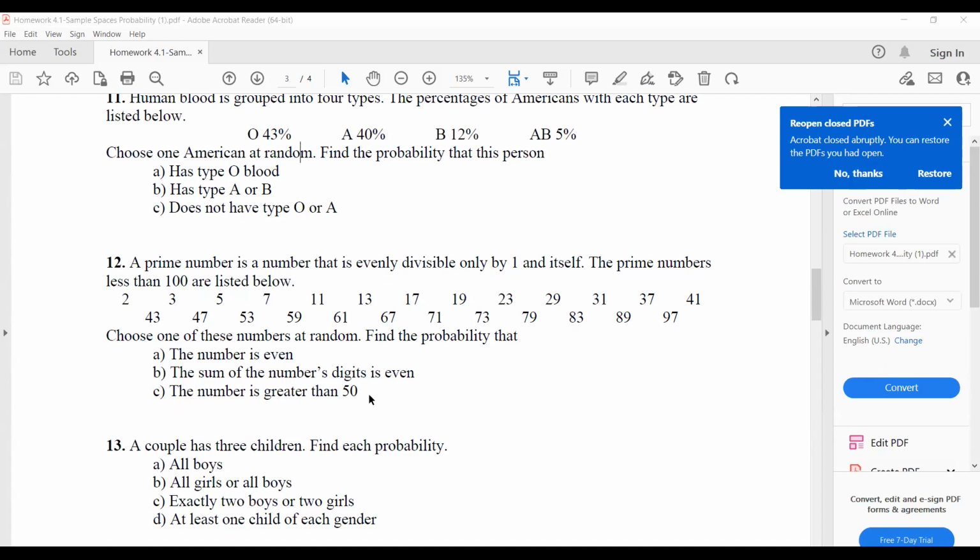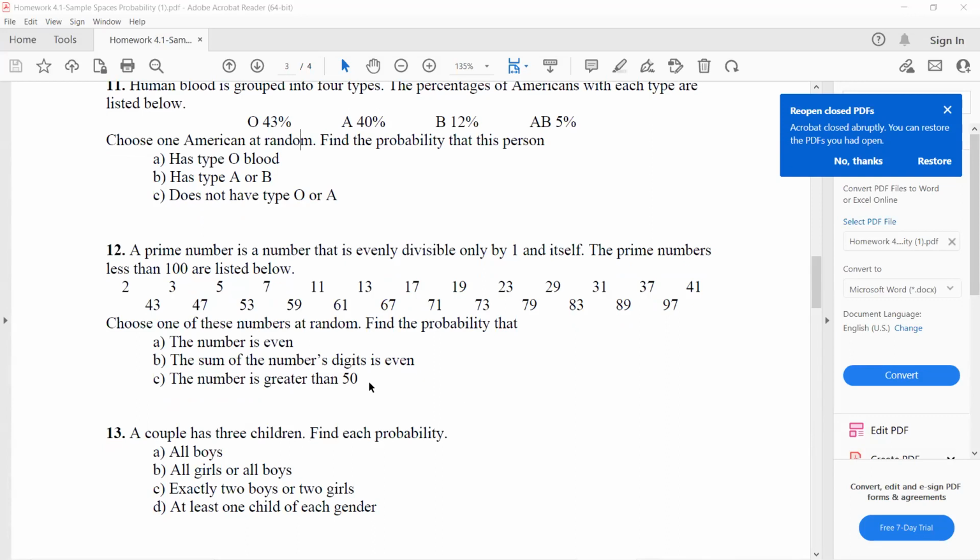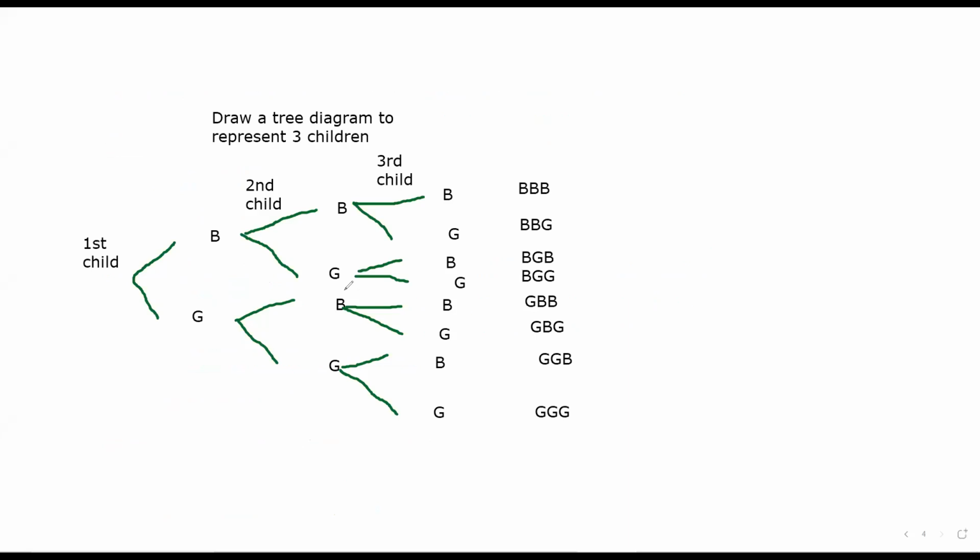Let's go look. 11. How did you get 11 outcomes? I counted all the boys. Interesting. Okay. Remember that the family, wow. Okay. But our family has 3 children in it.